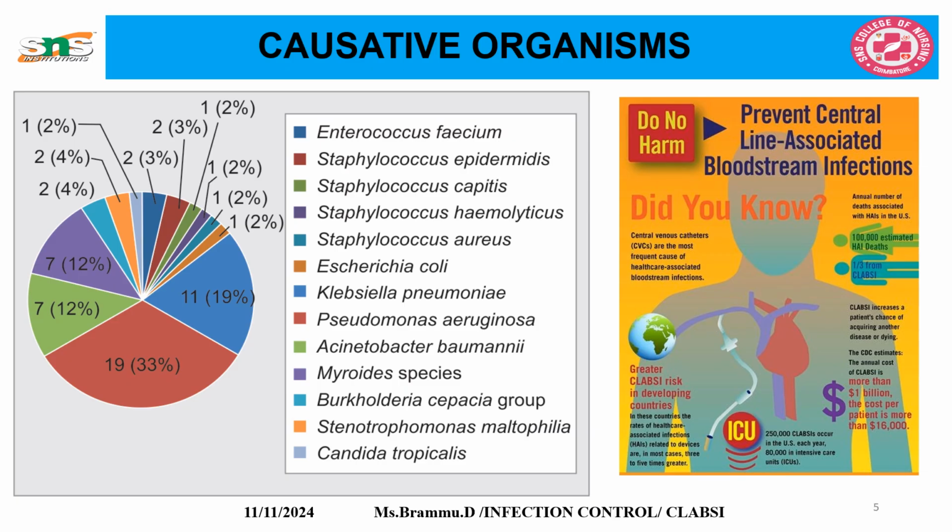So the possible causative organisms would be Enterococcus, Staphylococcus epidermidis, Staphylococcus capitis, Staphylococcus aureus, E. coli, Klebsiella, Pseudomonas, Acinetobacter, and some of the Candida group. Here we have given the percentage of how much influence there is from the patient's skin. Mostly it is due to Staphylococcus epidermidis, which is always present on the skin flora, and there is a high risk, showing around 33% of development of CLABSI.